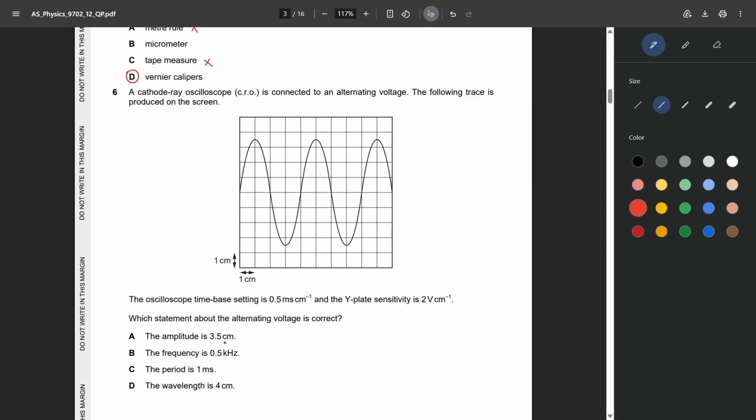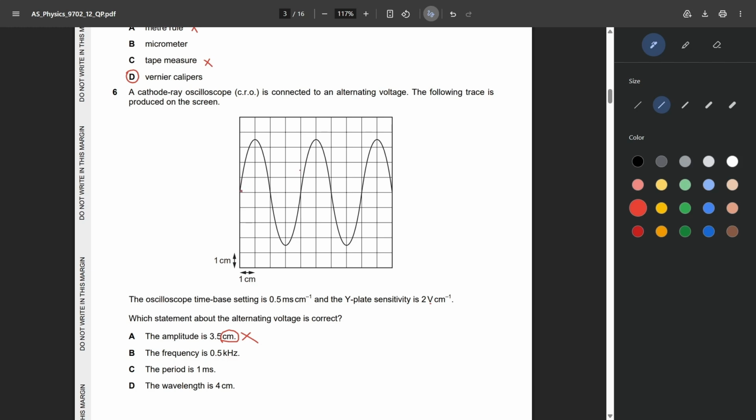The amplitude is 3.5 centimeters. Okay, amplitude cannot be 3.5 centimeters because the Y plate sensitivity is in volts, right? So whatever it is, the unit of amplitude will definitely not be centimeters. So it's not option A. The frequency is 0.5 kilohertz.